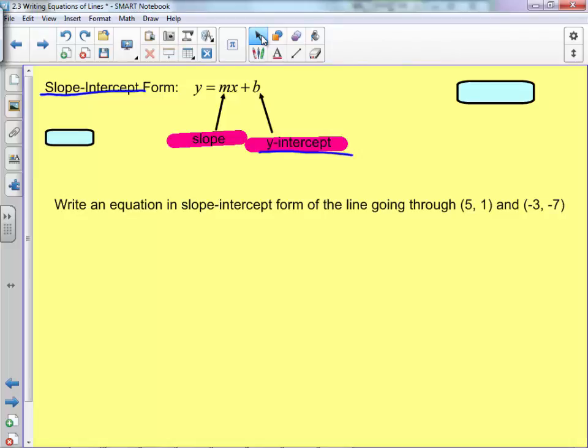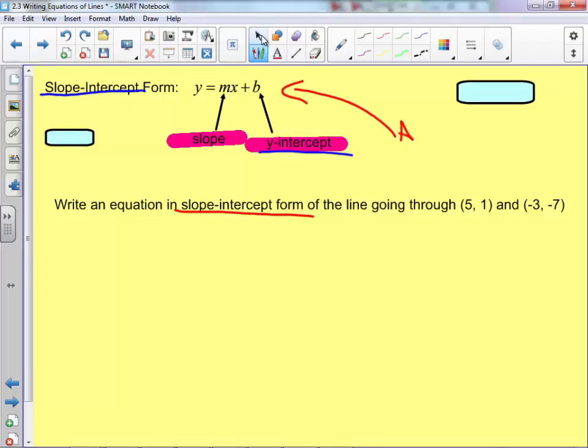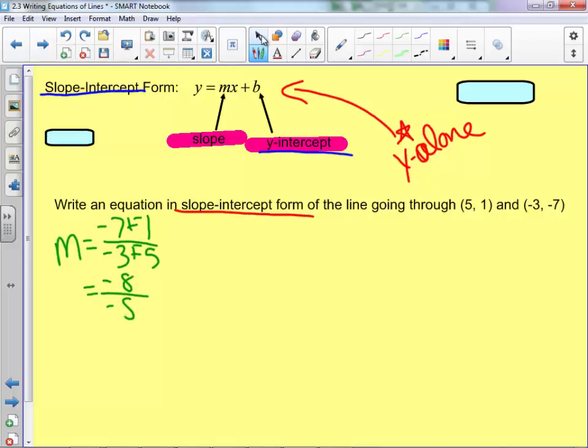So now we're going to write an equation, and we want our end answer in slope-intercept form, that goes through these 2 points. Also notice up here, the key thing with this form is your y is alone. That's the key for slope-intercept, to remember how to get to that point. So once again, we need our slope. So we get that our slope is 1.